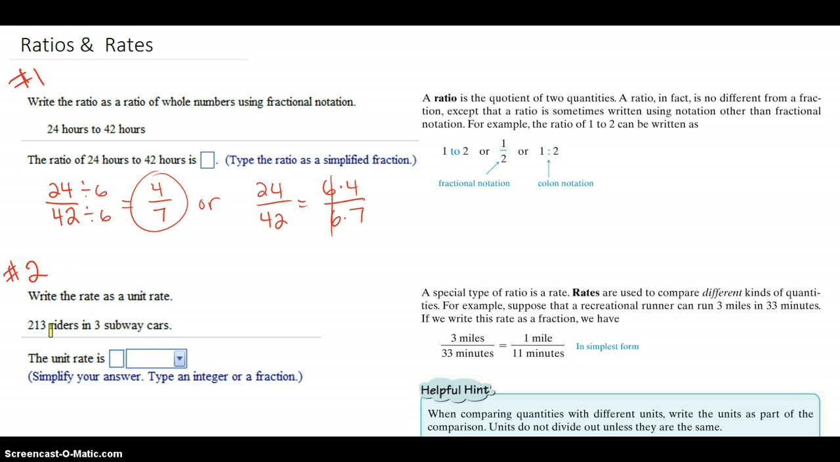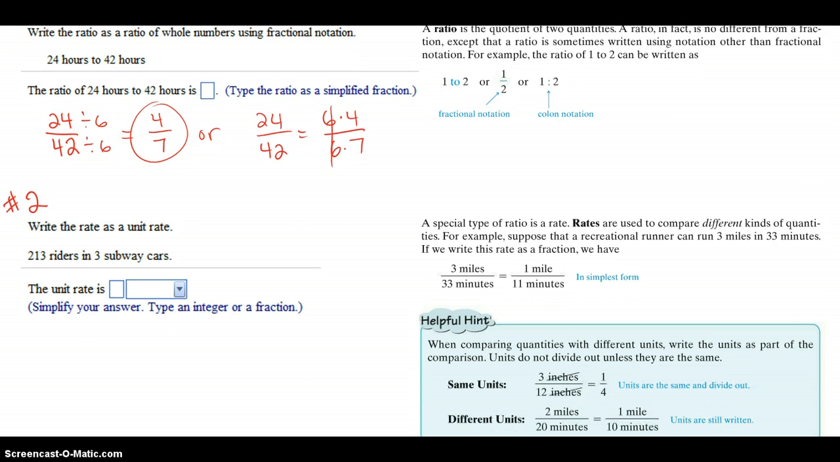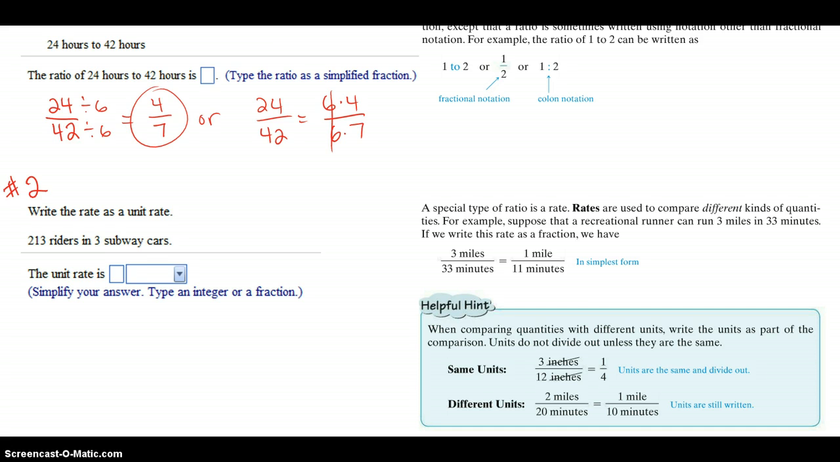They're different units, riders and cars. So when we write this, we can't just write 213 over 3. We have to write 213 riders over 3 cars. Those are different units, so I can leave them out there, but I cannot leave them out here. But 3 goes into 213 evenly, because 3 goes into 21 7 times. This would be 71. Again, we can't just call it 71.